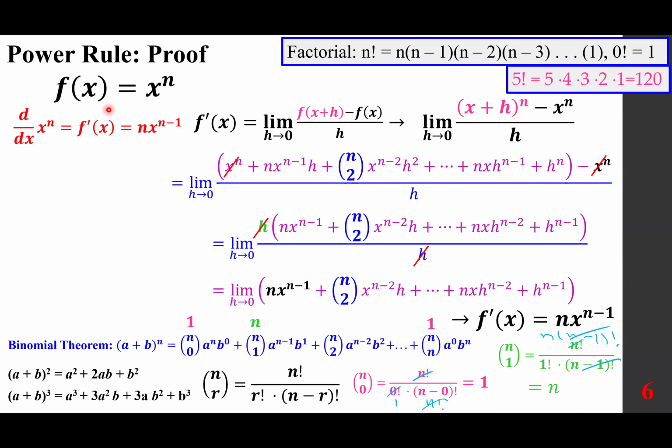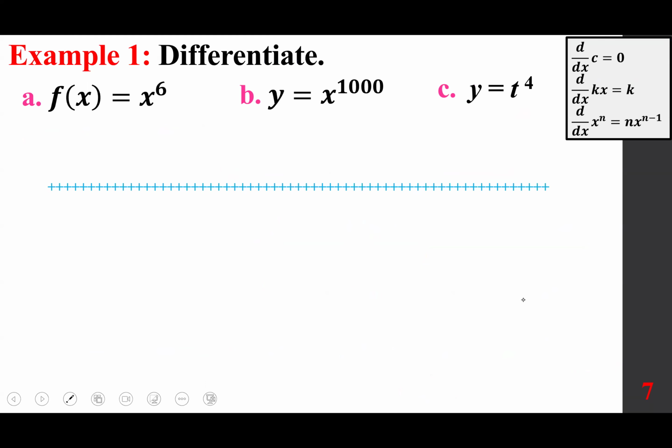And we just proved when f of x is x to the power of n, f prime is n x to the power of n minus 1. As I've mentioned, you're not responsible for the proof, but if you follow it, it makes it easy to understand the definition. All right, now let's differentiate, and we are looking at the power rule.